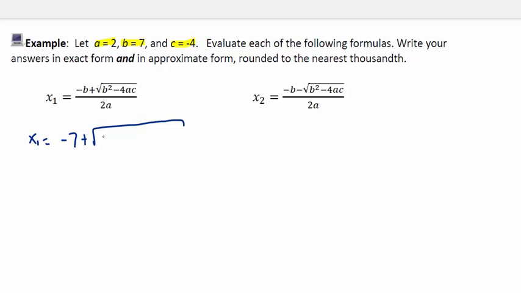Our b is 7. Because our b is positive, you really don't need the parentheses, but I'm going to put them just to get in the habit of putting parentheses around the b before I square it. Then we subtract 4 times a times c, and in my case a was 2 and c is -4. Then don't forget all of this is being divided by 2 times a, and for this problem a is 2.